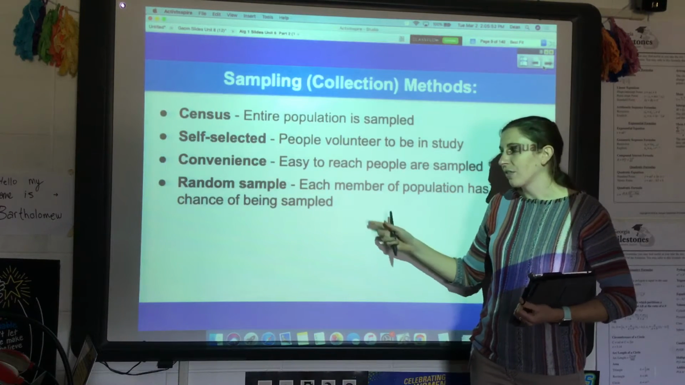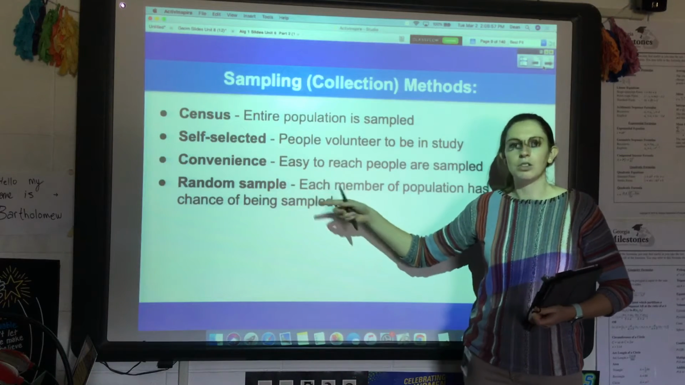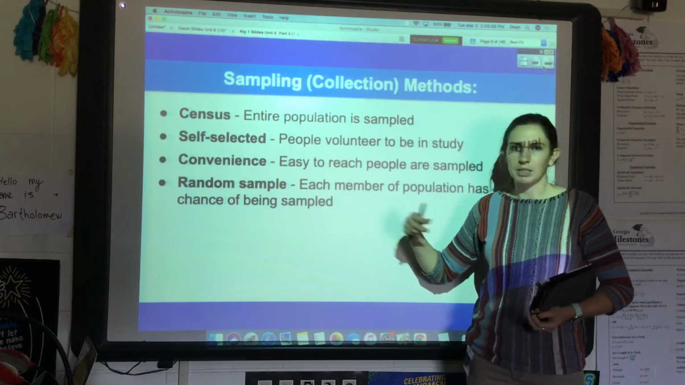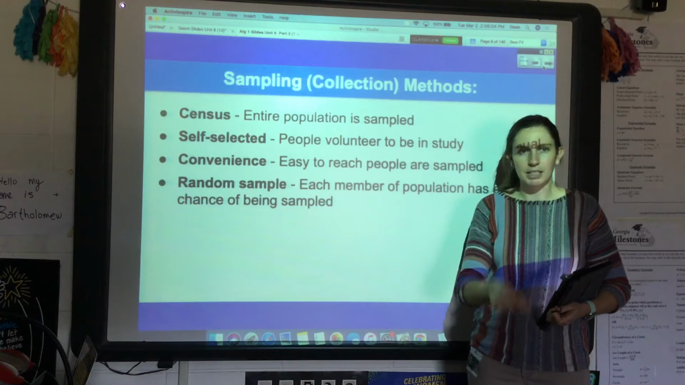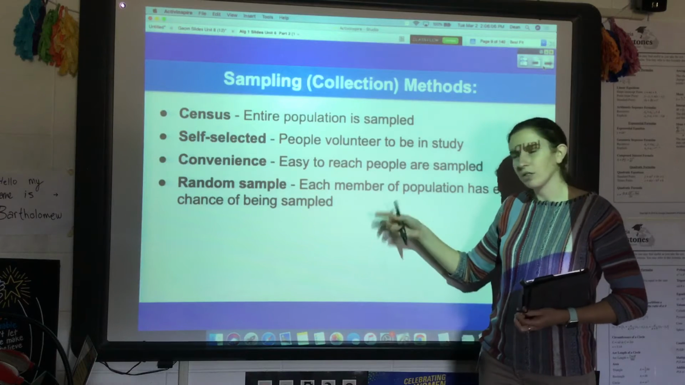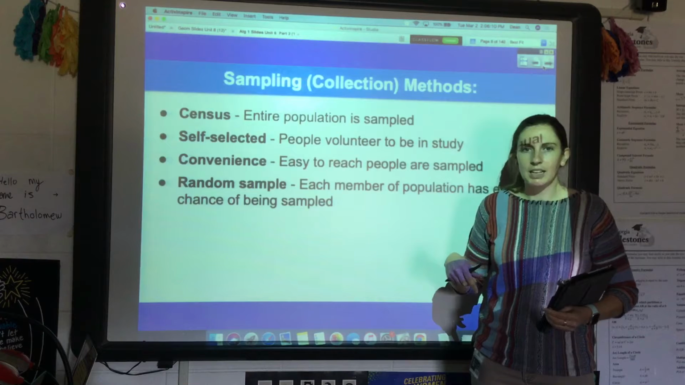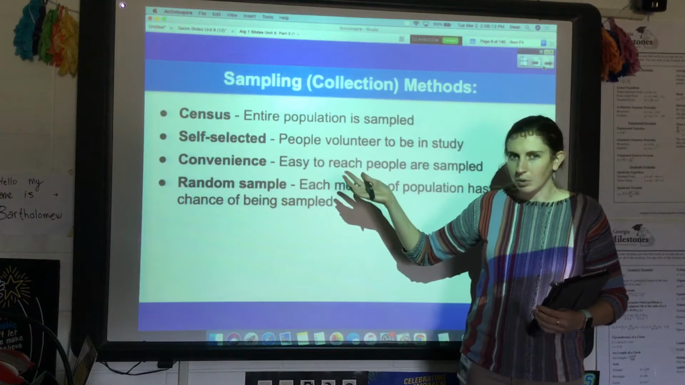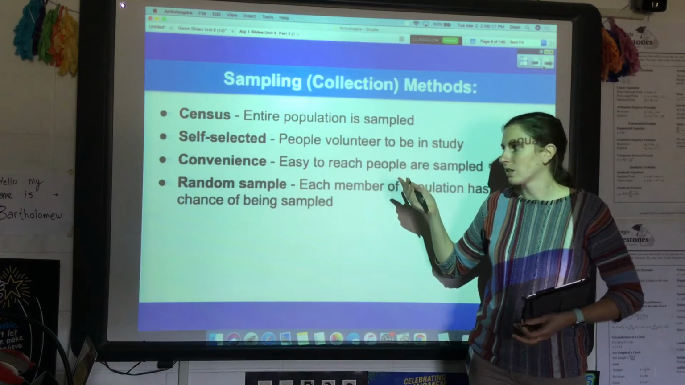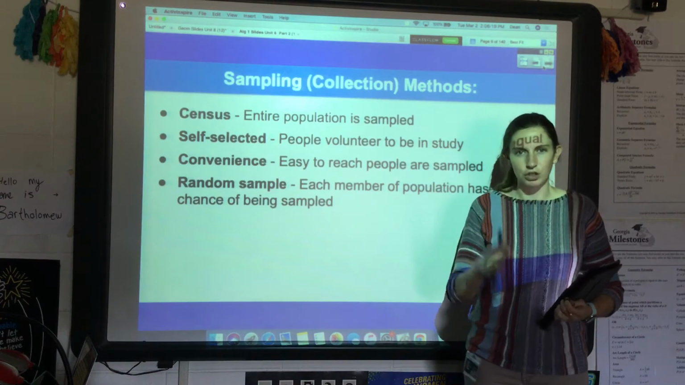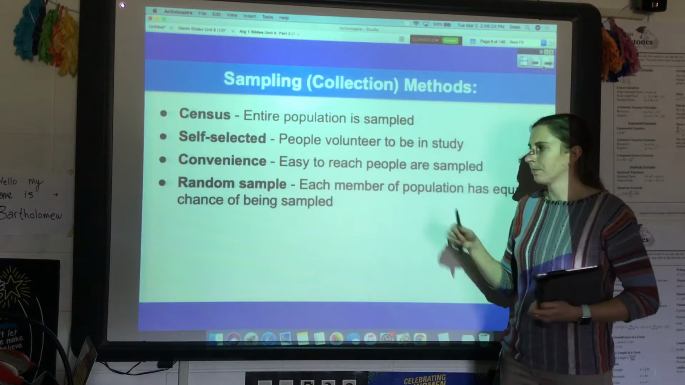Or maybe I get everybody's student ID number, and then I randomly generate a few different student ID numbers. That's a random sample. Because I didn't pick them, the computer did, or I picked them out of the hat blindly. Everybody had an equal chance of being picked. I wasn't just pointing at people, because I'm more likely to be around certain people in the hallway, like maybe I'm only down here in the honors hallway, that kind of thing. So, random sample, you have to strategically make sure everybody has an equal chance of being picked.